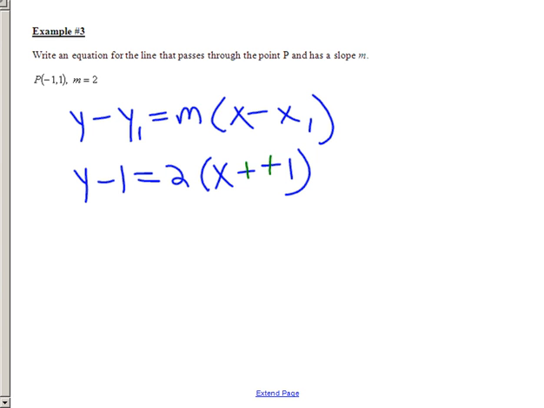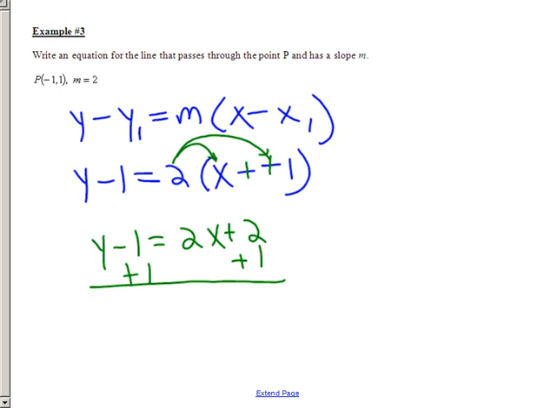Then it's a two-step process in order to get it into slope-intercept form. Unless otherwise indicated, all equations of lines should be written in slope-intercept form. Distribute the slope. Y minus 1 equals 2x plus 2. Add the constant to the other side. And now we have it in nice slope-intercept form. The slope is 2. The y-intercept is 3.